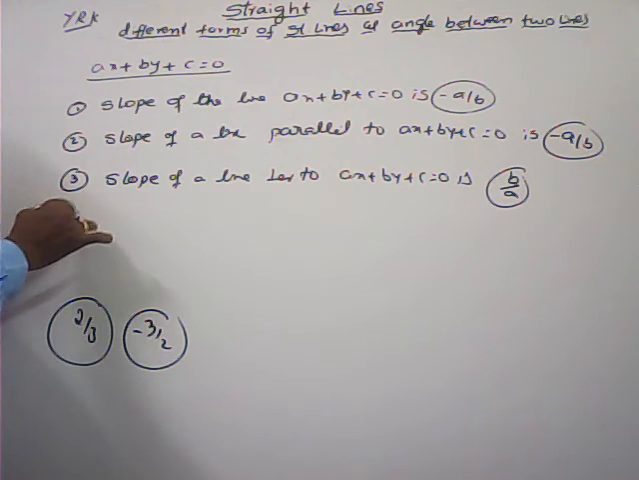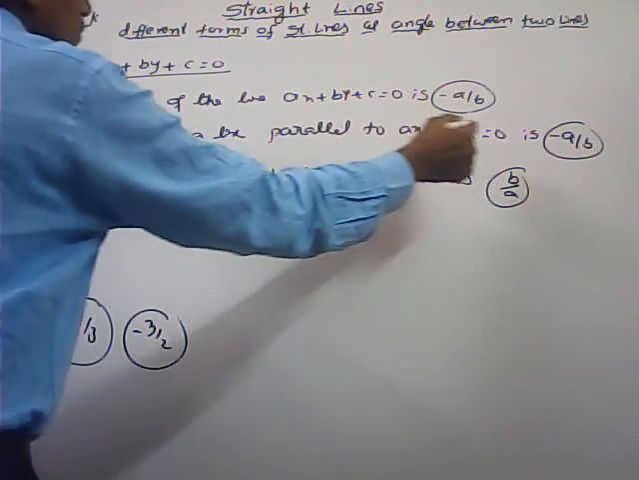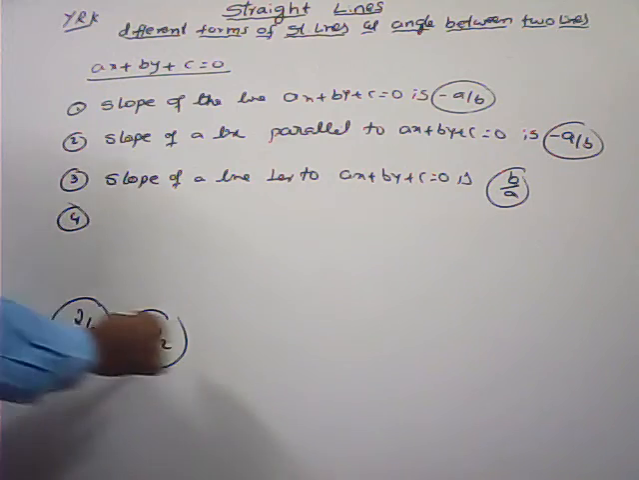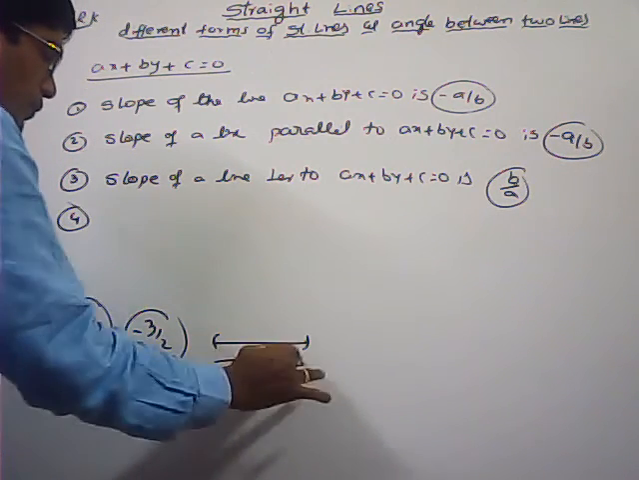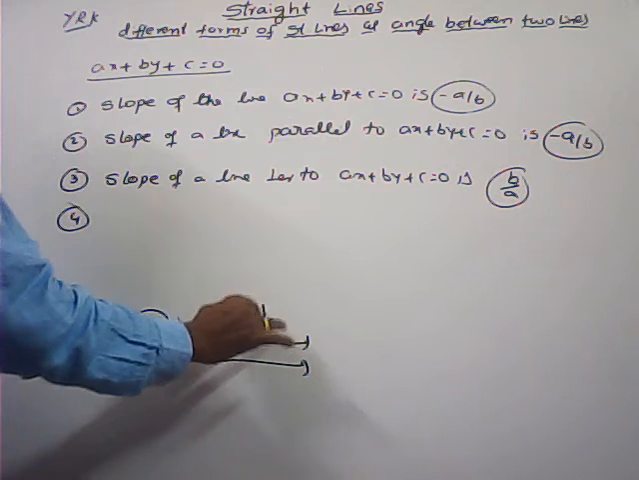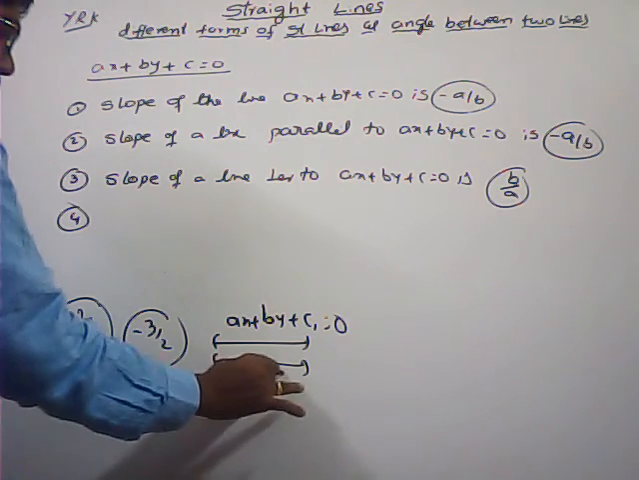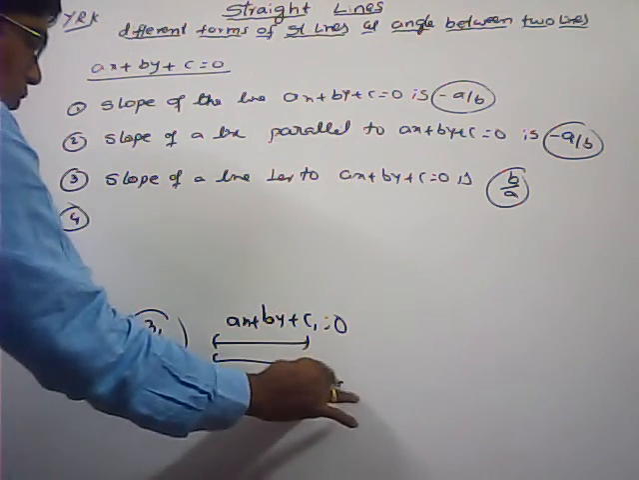Now by observing here, the slope of the line ax plus by plus c equals 0 is minus a by b. The slope of the line parallel to ax plus by plus c equals 0 is also minus a by b. So if two lines are parallel, here ax plus by plus c1 is equal to 0, and ax plus by plus c2 is equal to 0.